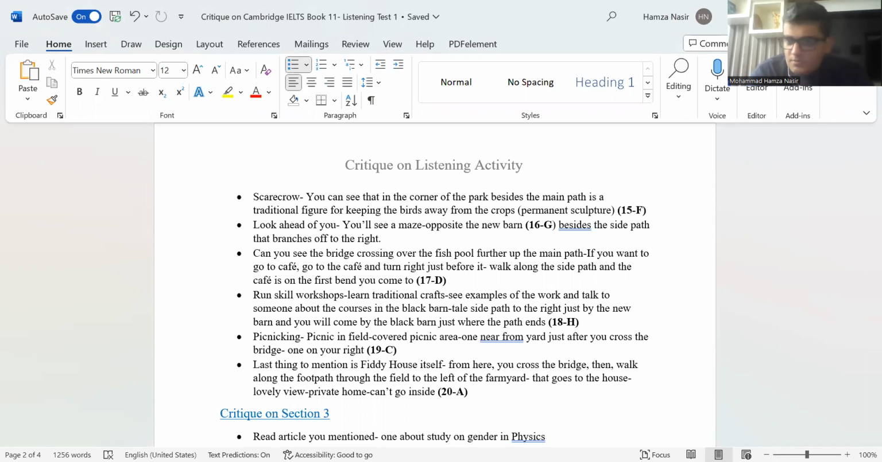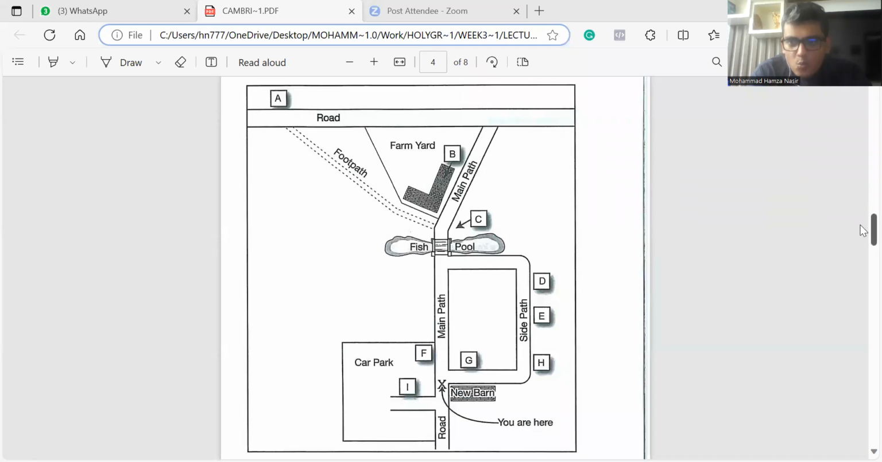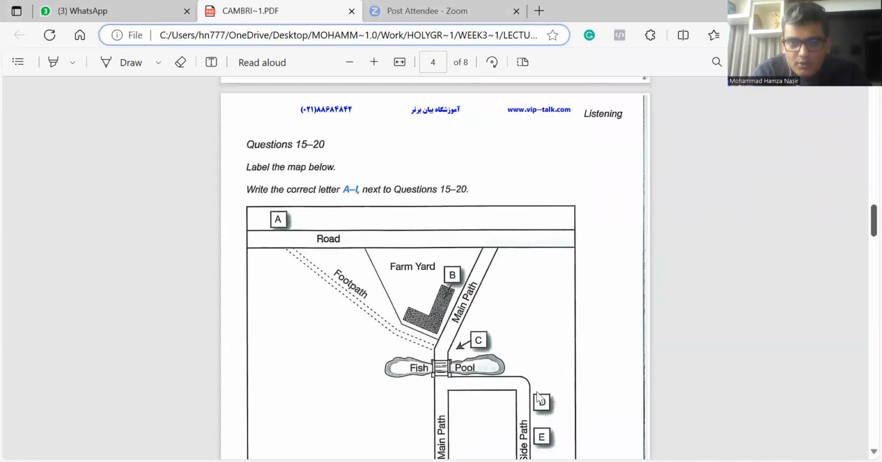So they said you cross the bridge. Then once you cross the bridge, you take the footpath. Then you stay to the left of the farmyard that goes to the house. Let's look at that on the map as well. Once you cross the bridge, you take the footpath that goes along the left side of the barn. When you come ahead, you cross the road, and you get A, which is the location, the coordinates of the Fetty House itself.